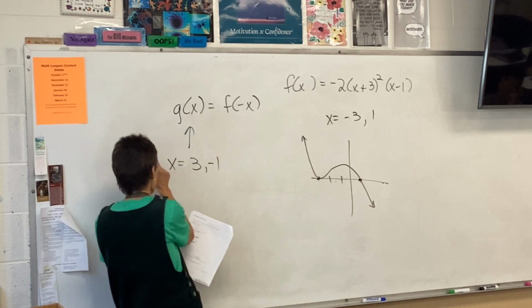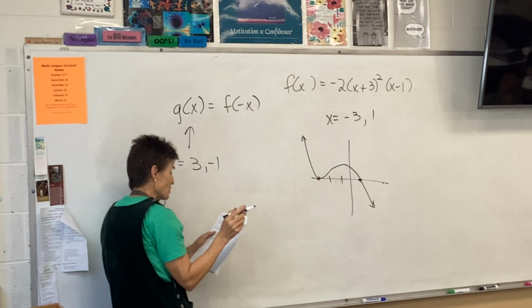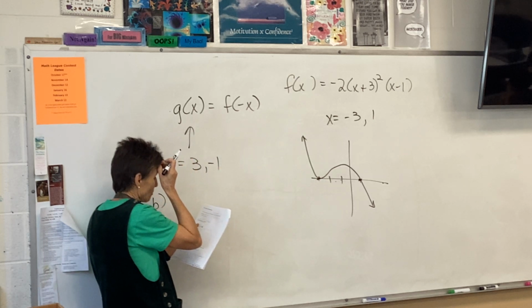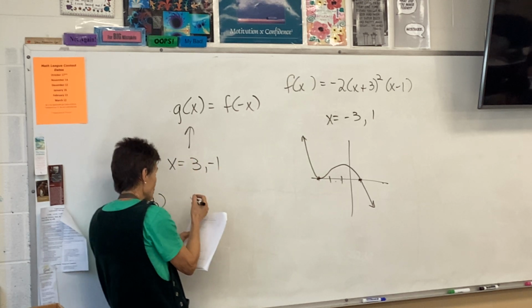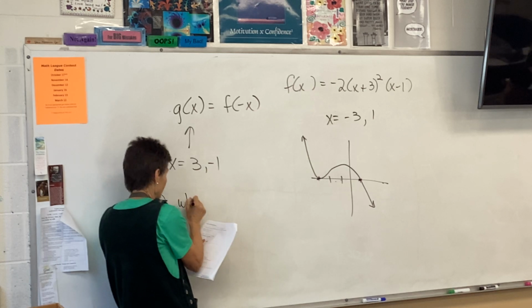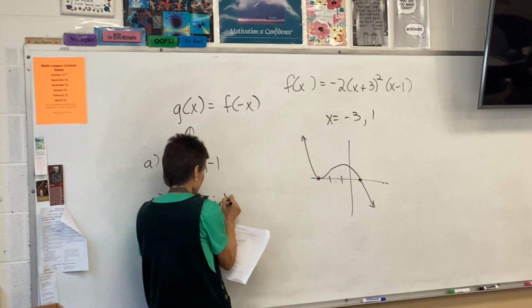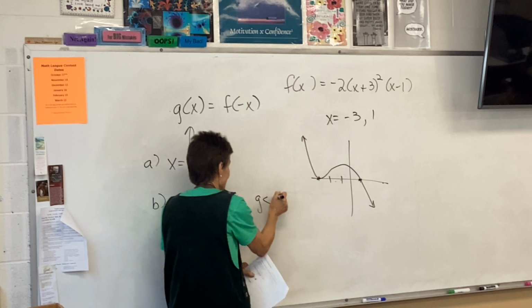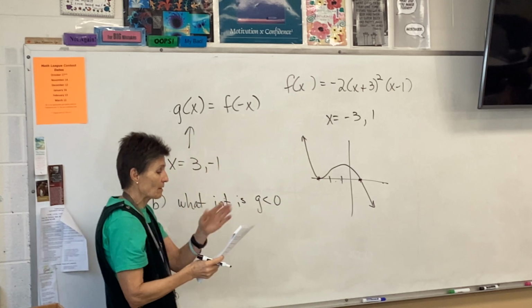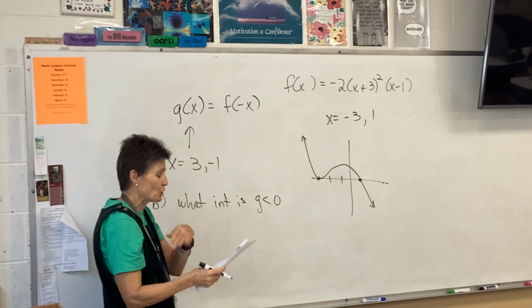Now, question B, I'm going to change it. He changed it because there were some problems with it. So the question should say, on what intervals is g less than 0? So cross out the increasing part and just make it g less than 0.